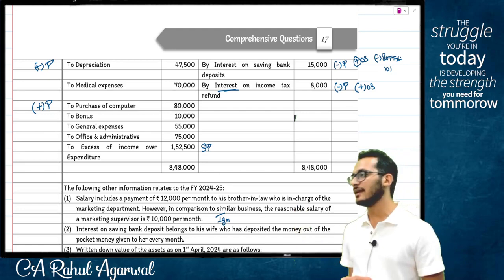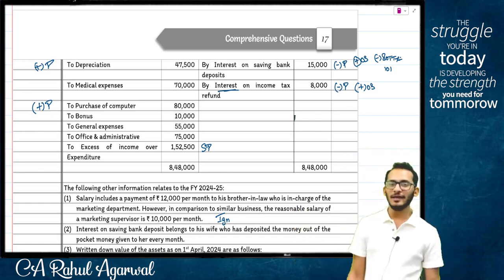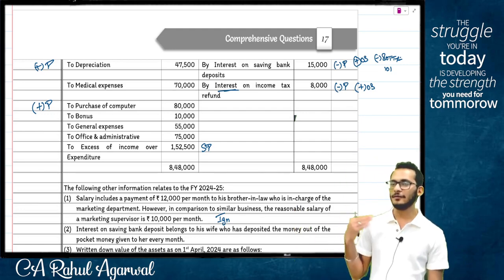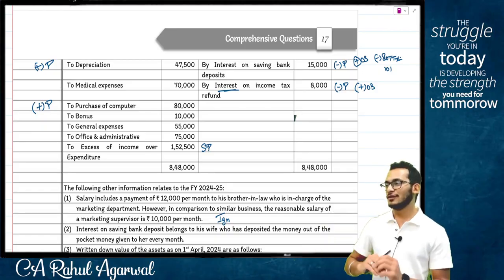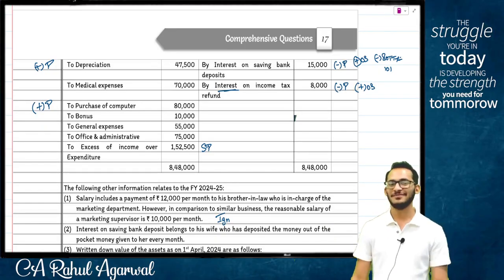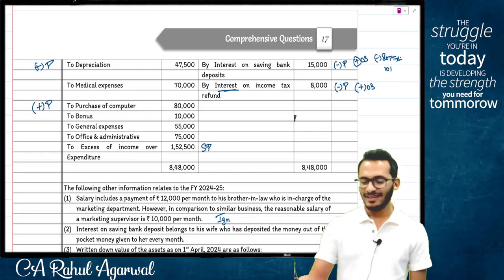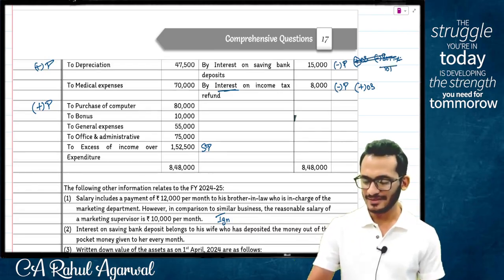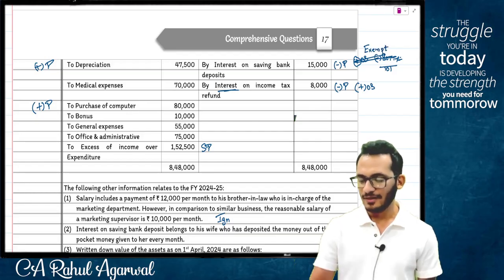People, the savings bank interest which I see here is now being confirmed as not my money. It's being confirmed as my wife's money based on the pocket money I gave to her. What to do with this? Exempt. This is exempt because it is taxable for wife. It is taxable for wife.